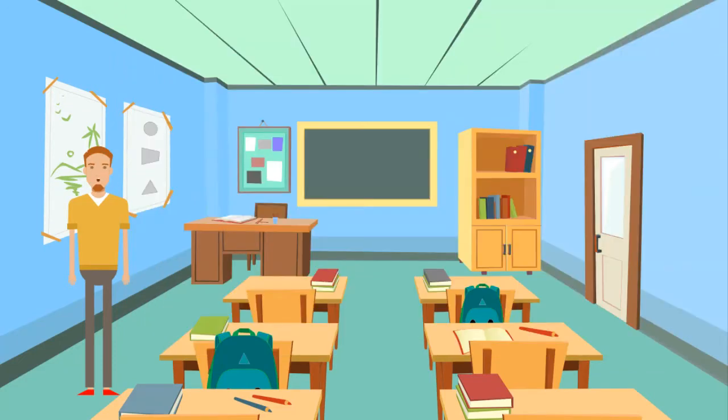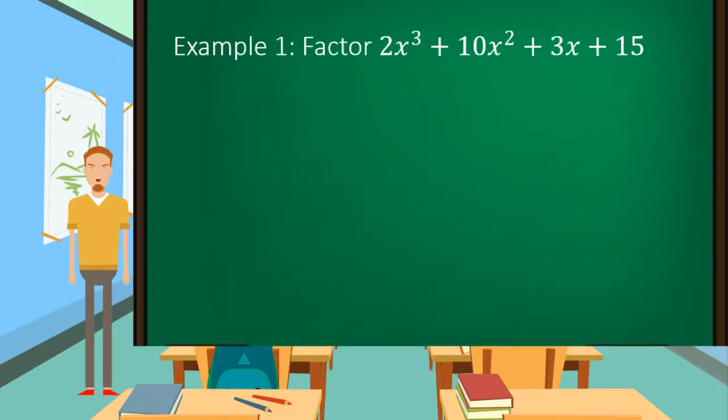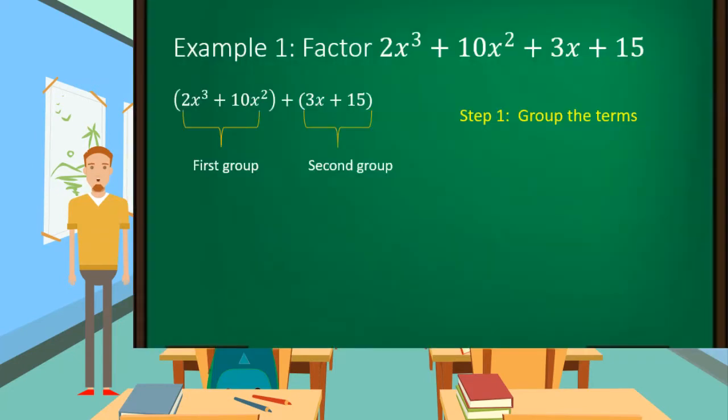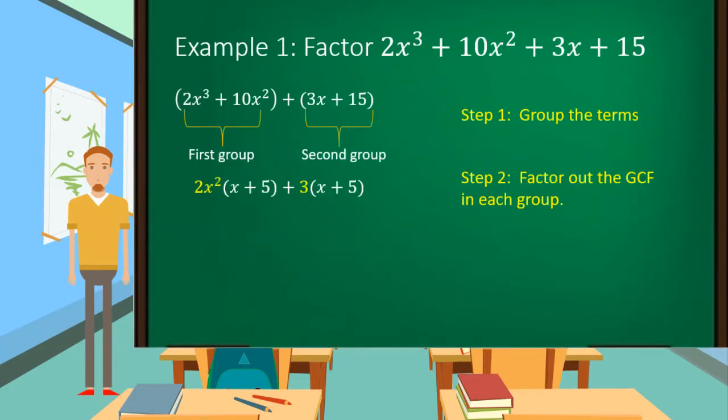Let us have this example. Factor 2x cubed plus 10x squared plus 3x plus 15. First, notice that there is no factor common to all the terms in the given polynomial. However, if we group the first two terms together and the last two terms together, each group has its own GCF or greatest common factor.